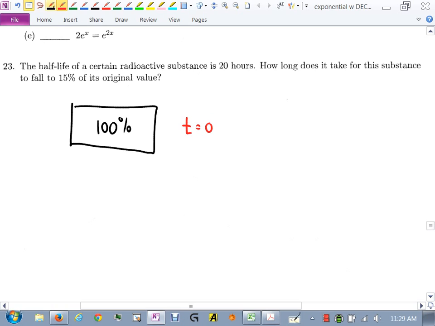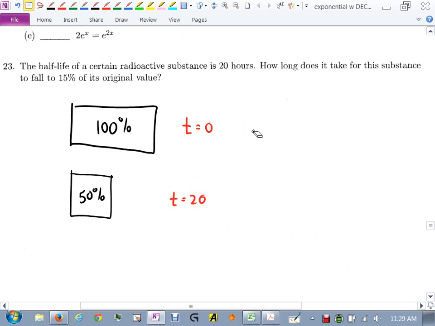Then, half of it decays, so half of it goes away. So now you have 50% of it there, right? How long did that take? T is now what? 20 minutes. So this is measured in minutes. Just keep that in mind.